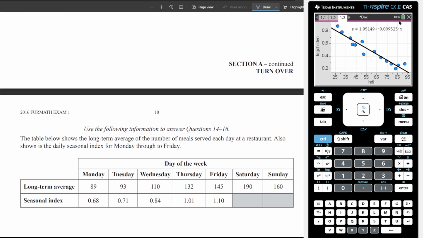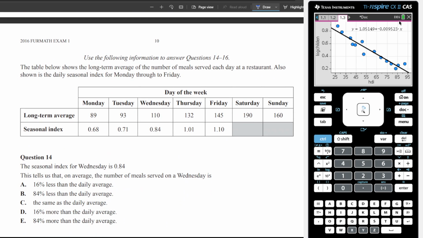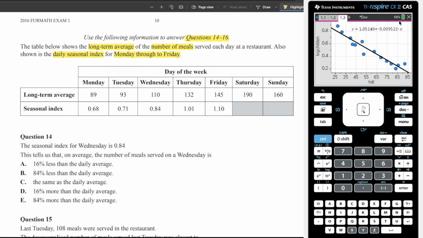Okay, let's keep going. So this information here applies to questions 14 to 16, which takes us to the end of the section we're doing in this video. The table below shows the long-term average of the number of meals served a day at a restaurant. Also shown is the daily seasonal index from Monday through Friday. So we've got Monday through Friday seasonal indices and long-term averages.